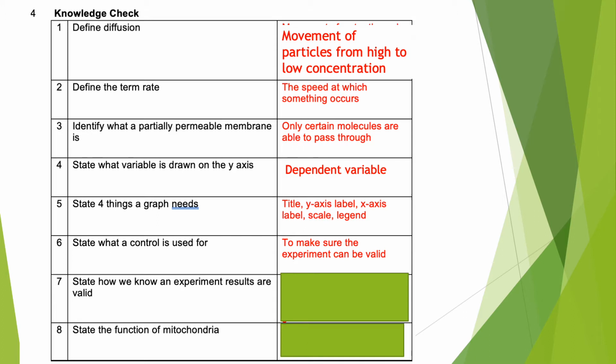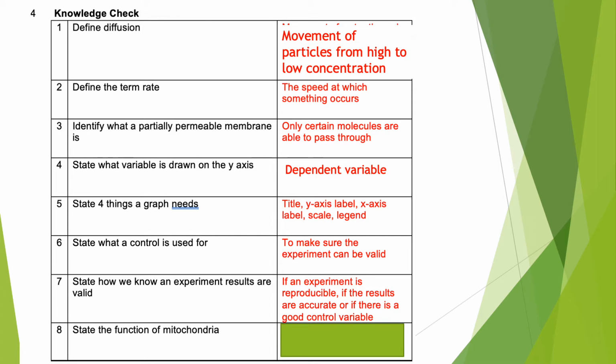Number 7, state how we know an experiment's results are valid, and that is if an experiment is reproducible, or if the results are accurate, or if there is a good control variable. So these 3 things are all things that point towards a valid experiment. And if any one of these were a bit weaker, then you would have a little bit of trouble knowing that the experiment is valid.